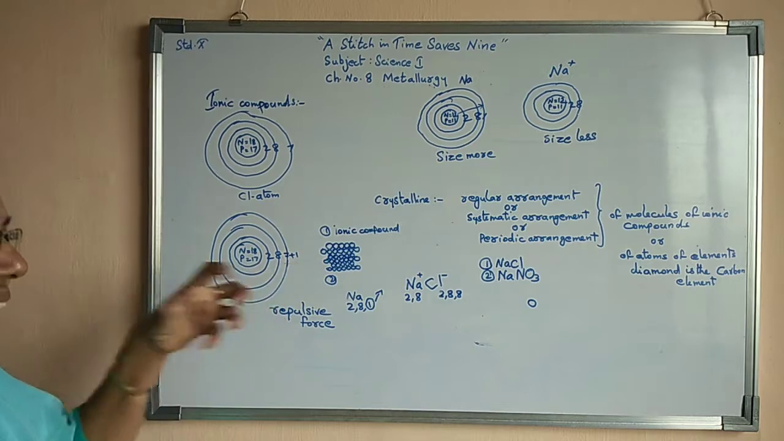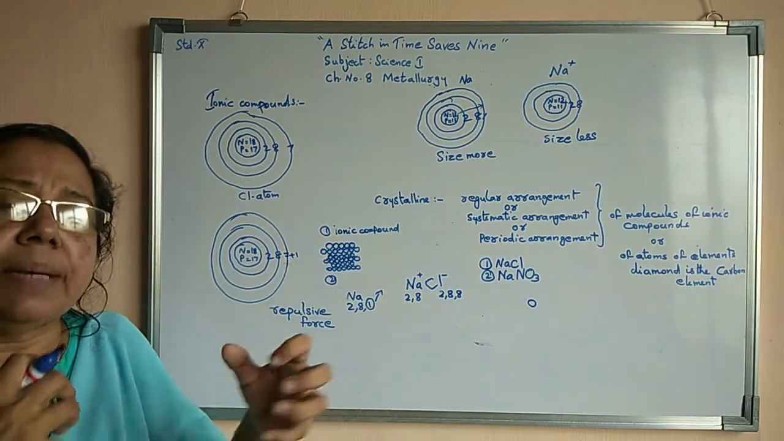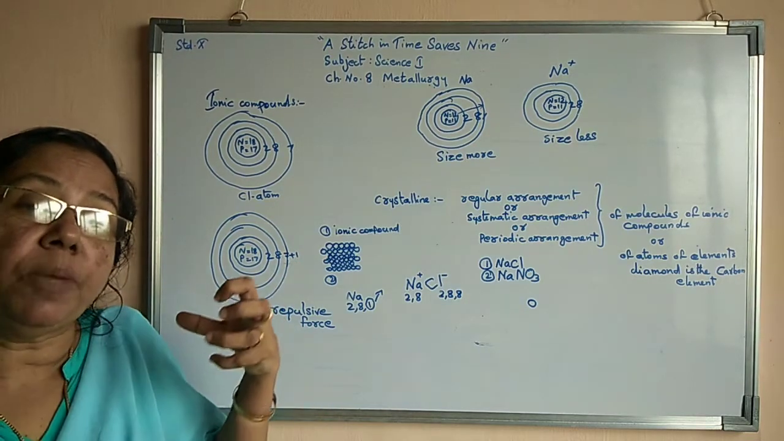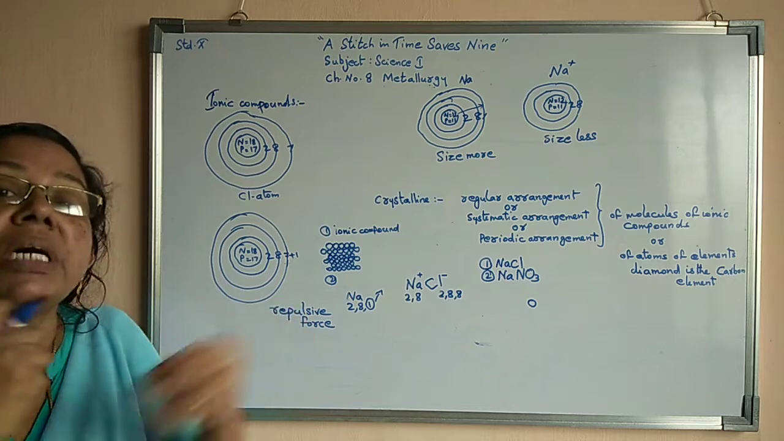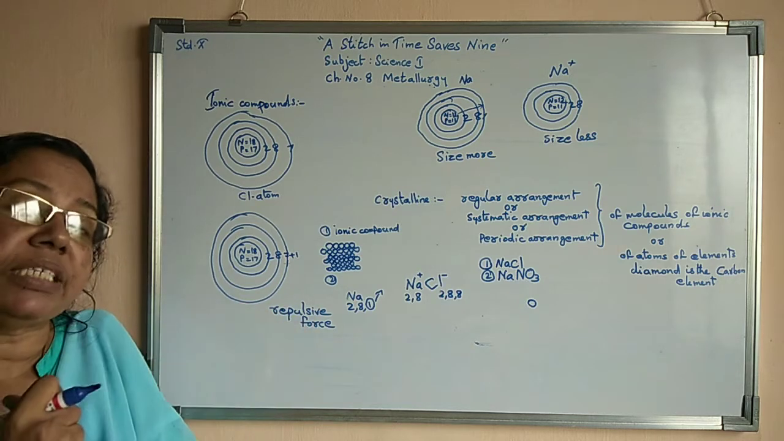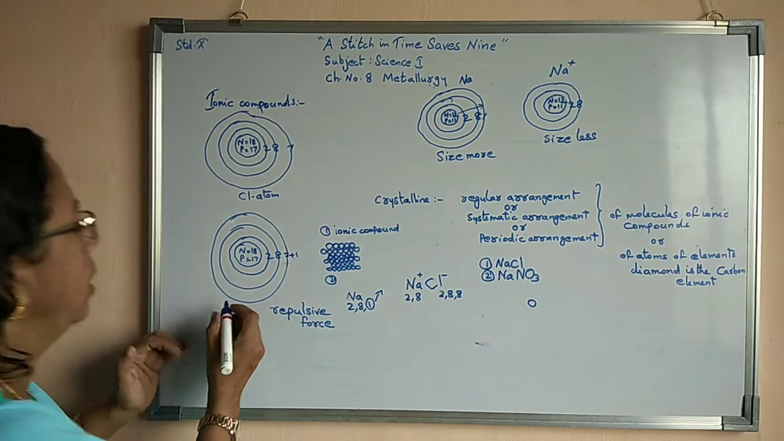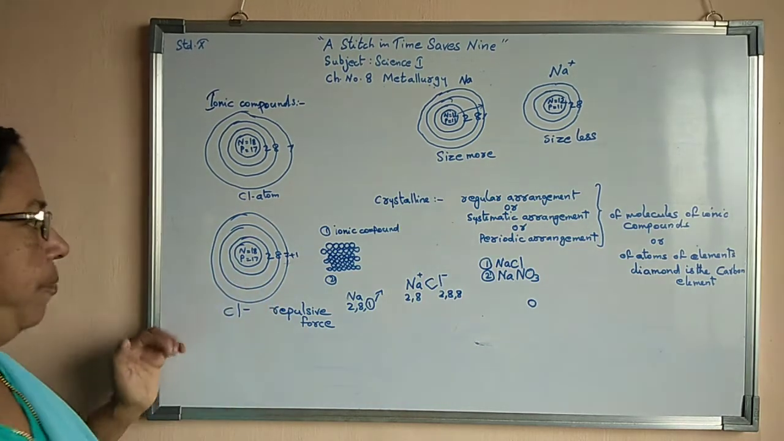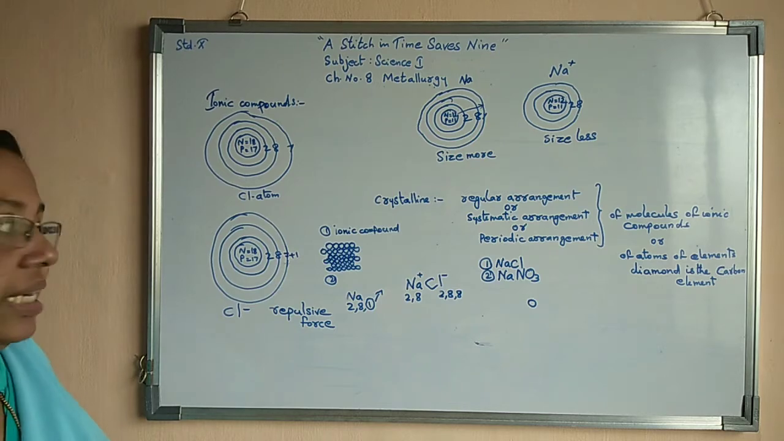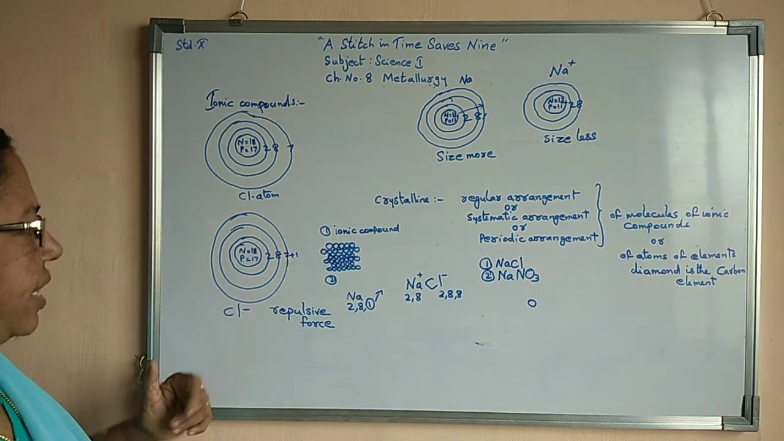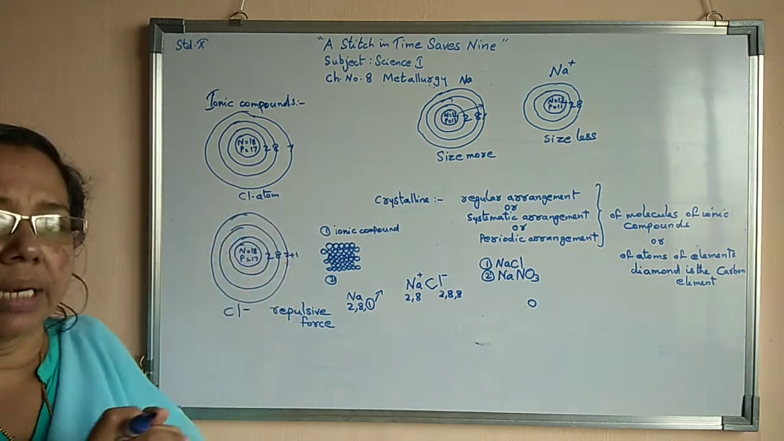So the newly added electron shows some repulsive force. It cannot match or merge with them. Some force or repulsion is shown with the electrons present in this chloride ion. And one more thing is there: as a result of it, its size becomes bigger.